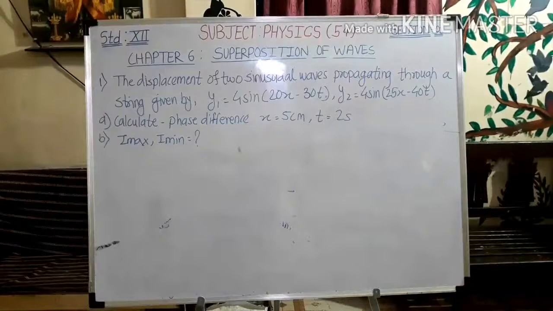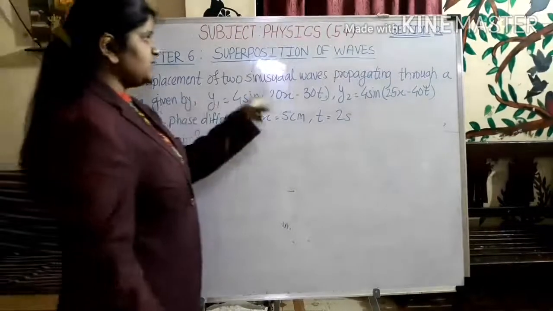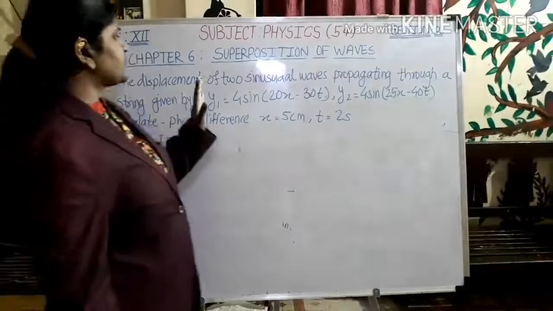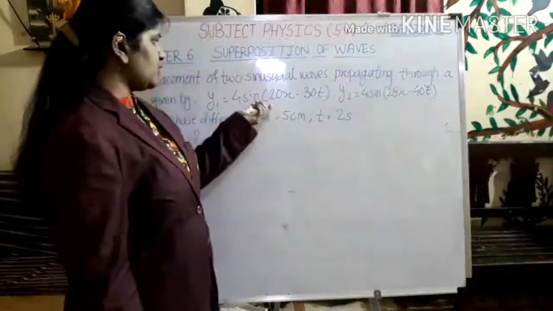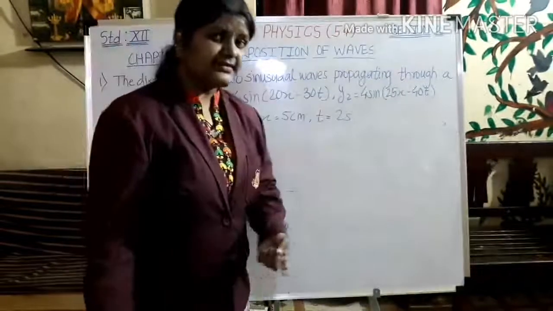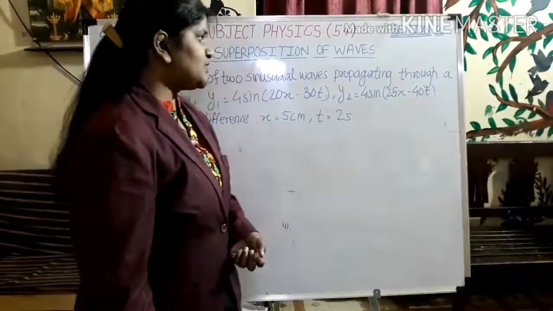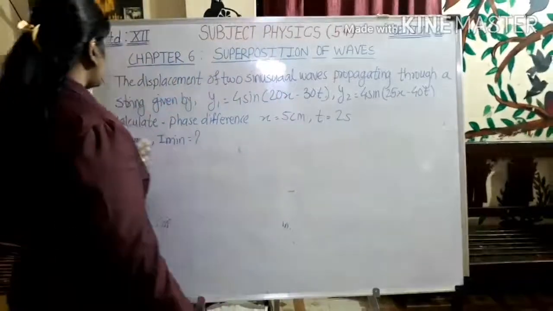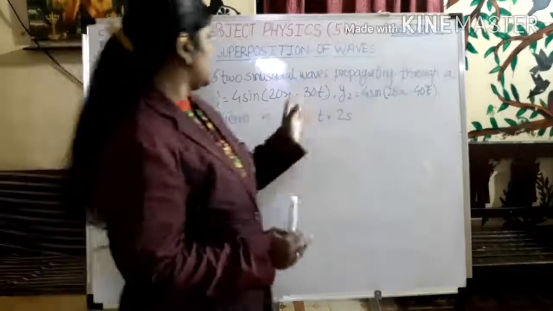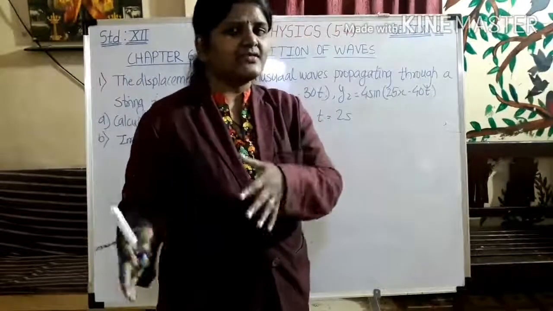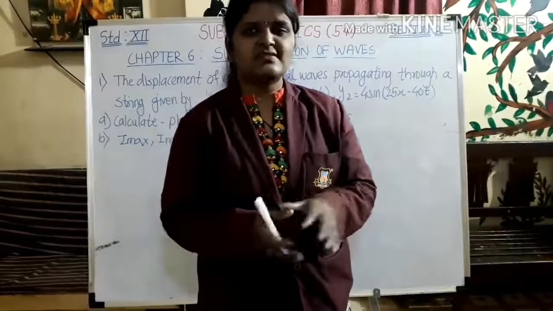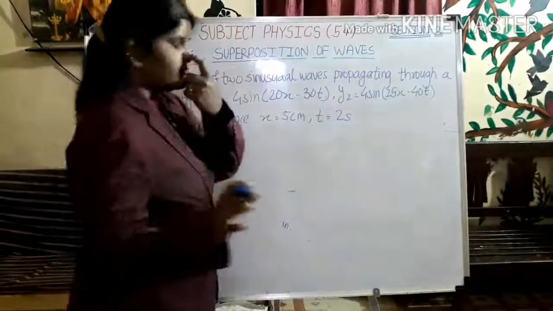Okay, on board you can see the numerical, which is the displacement of sinusoidal waves propagating through a string given by equations: y1 is equal to 4 sin(20x - 30t) and y2 is equal to 4 sin(25x - 40t), and x, y and t are given in CGS system. That means x and y are in centimeters and t is in seconds. Okay, that has been given.